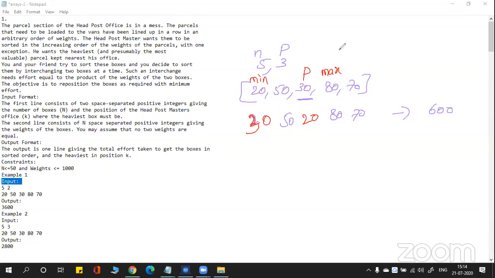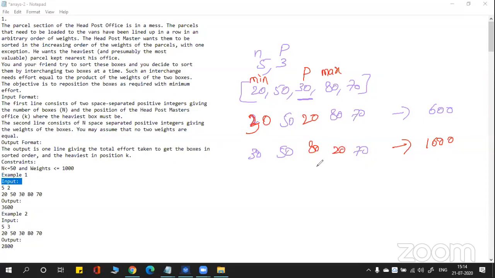Next, what should I do? Maximum should be interchanged with position. So all this will be the same: 30, 50, 70, and these two should be interchanged, 80 and 20. First step, minimum should come to the position. Second step, maximum should be interchanged with position. So it will be 1600.